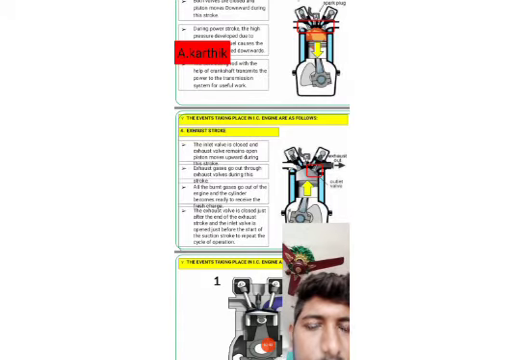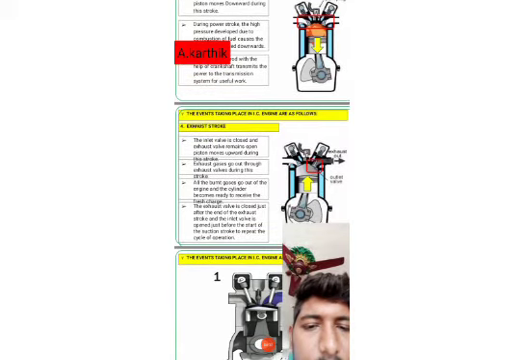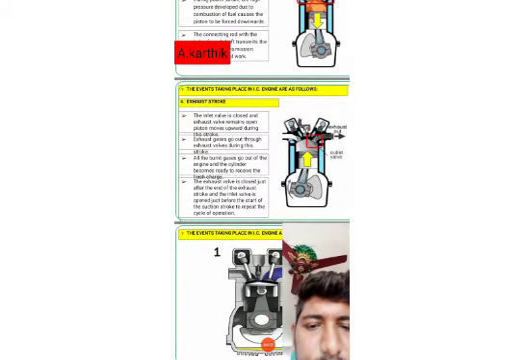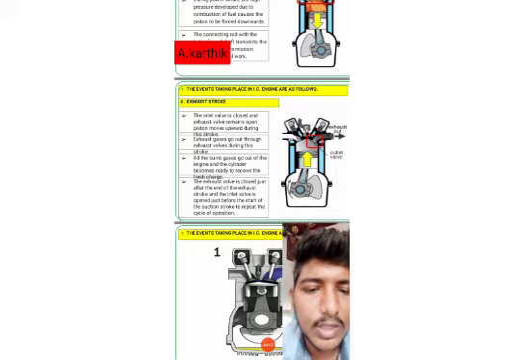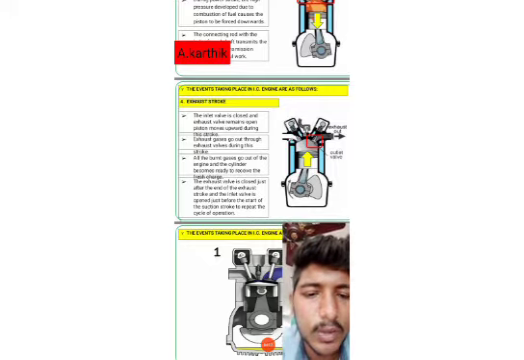Exhaust stroke. The inlet valve is closed and the exhaust valve remains open. The piston moves upward during the stroke. Exhaust gases go out through the exhaust valve during the stroke. All the burnt gases go out of the engine and the cylinder becomes ready to receive the fresh charge.